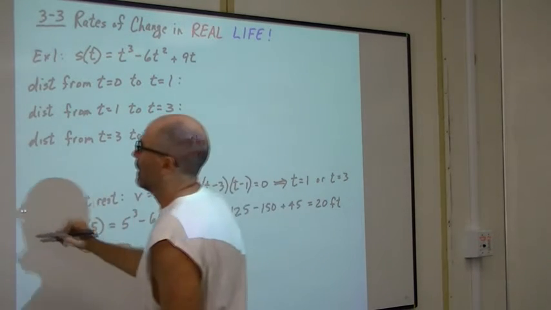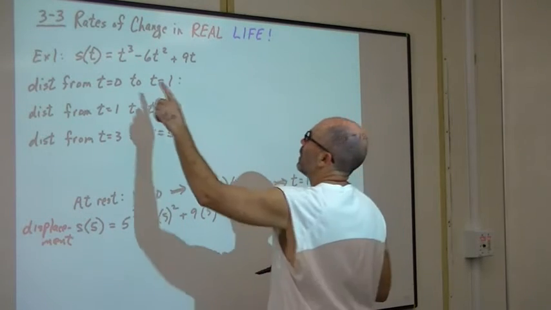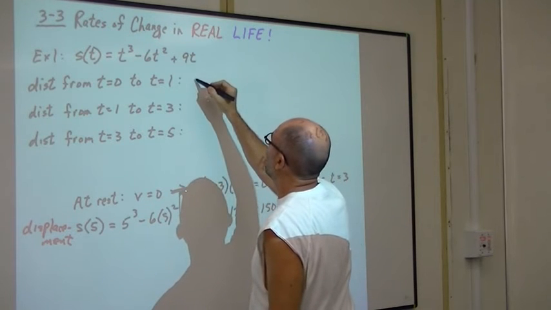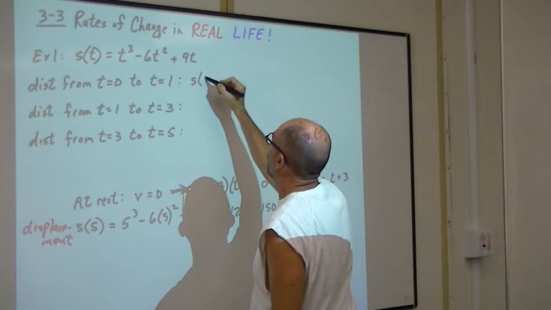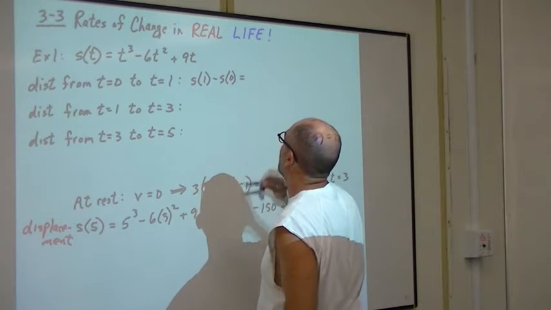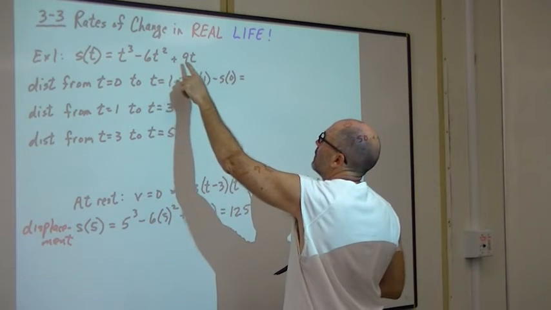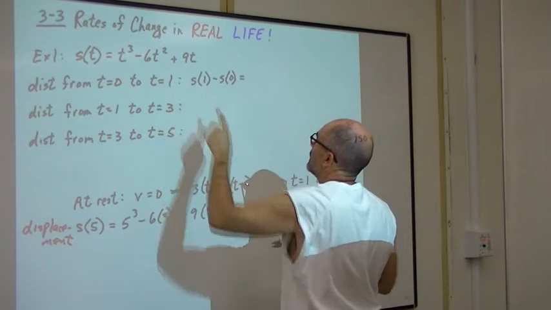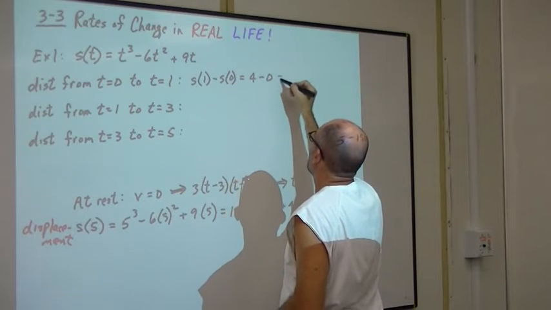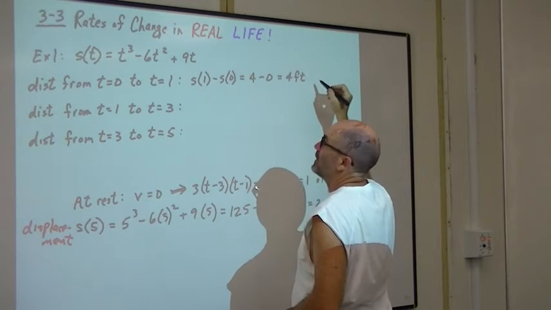All right, so if I'm going from 0 to 1, basically this is going to be s of 1 minus s of 0. And that's going to be 1 plus 9 is 10, minus 6 is 4. So that's going to be 4 minus 0, which equals 4 feet. And this will be forward.